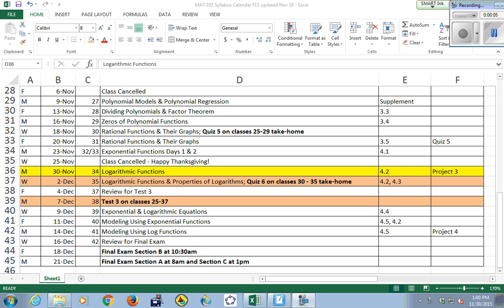You're going to talk about logarithmic functions today and Wednesday. Those are going to be the last two lessons that will appear on test 3. Okay, test 3 is going to be Monday of next week. So we got 2 lessons this week. Friday we'll have a review class, Monday test 3. And on Wednesday I'm going to give you a take-home quiz. Do Friday and then test 3 on Monday.